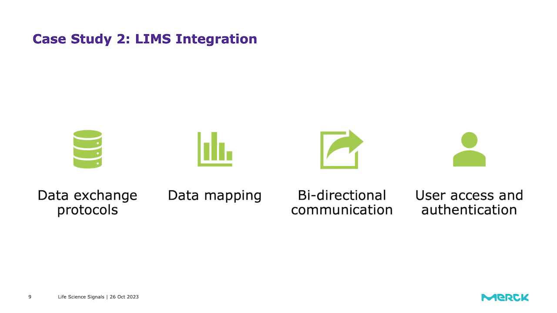The third one is bidirectional communication. So this is not only from one system to the other, but also vice versa, in the opposite direction. Last but not least, and very important, is user access and authentication. This is very important from a security perspective because we do not say that everyone can request any information from another system. There has to be an authorized, authenticated user to push the right information from LIMS, for example, to ELN.